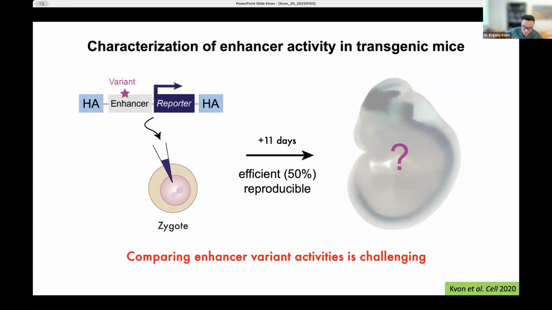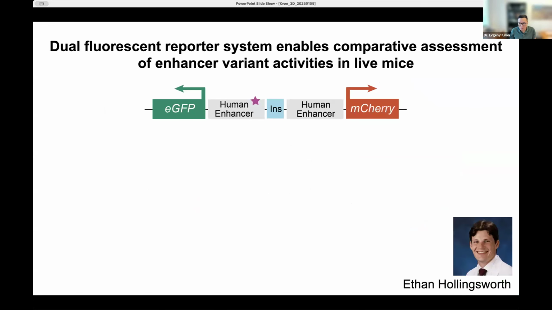However, if you have an enhancer variant, let's say from some GWAS or whole genome sequencing study, comparing those enhancer activities is challenging. First of all, because LacZ is not really quantitative. And second, there is still some variability caused by mosaicism and other factors. So you have to look at a lot of embryos. So an MD-PhD student in the lab, Ethan, had an idea.